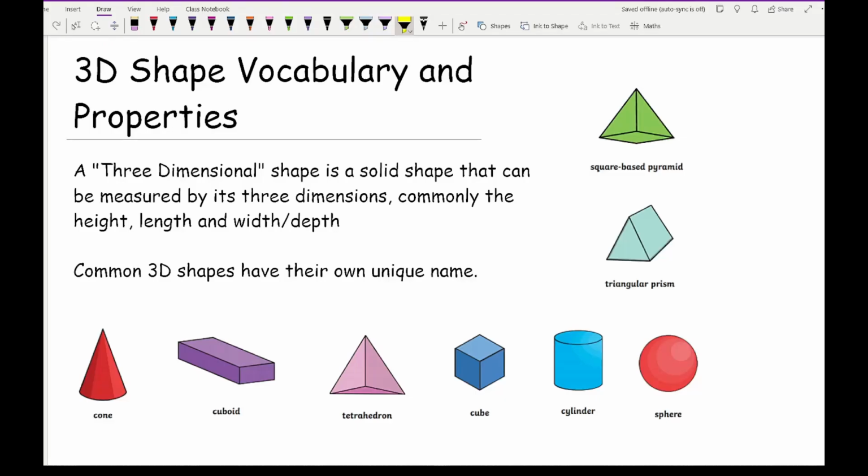So a three-dimensional shape is a solid shape that can be measured by its three dimensions, and these are commonly the height, the length and the width or the depth. Now common 3D shapes do have their own unique names.